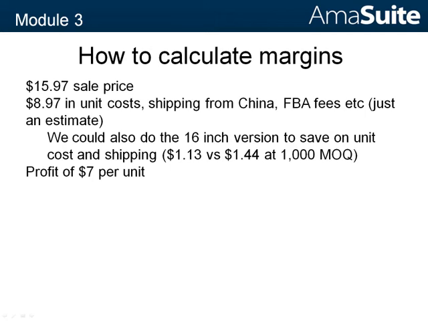But if we go with this $15.97 and then $8.97 in unit cost, shipping from China, FBA fees, etc., I made it easy to show you a profit of about $7 per unit. So that's around a 40-ish% margin.